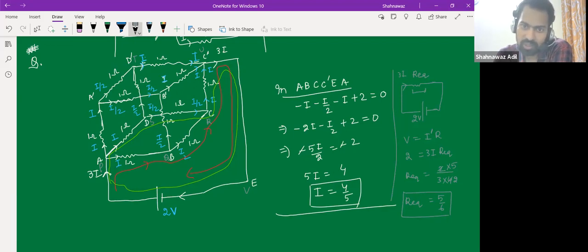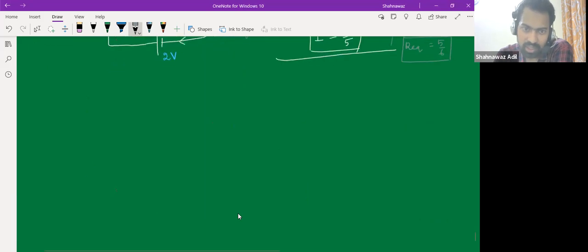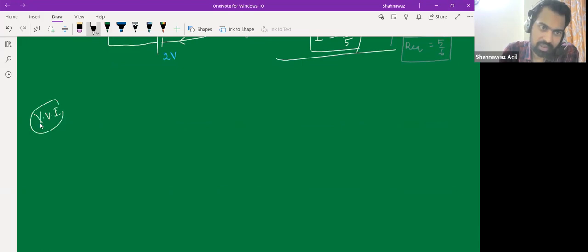Okay, so now let us do the next question, and this is also very, very important. So the circuit is, so this is the circuit.